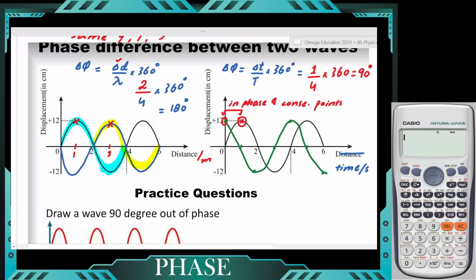So the first one, the green one, is at a time of 0, and the second one is at a time of 1 second. What's the time difference? 0 and 1. The time difference is 1 divided by 4 times 360, because capital T is the time period, which is still 4 seconds. So you get 90 degrees once again.